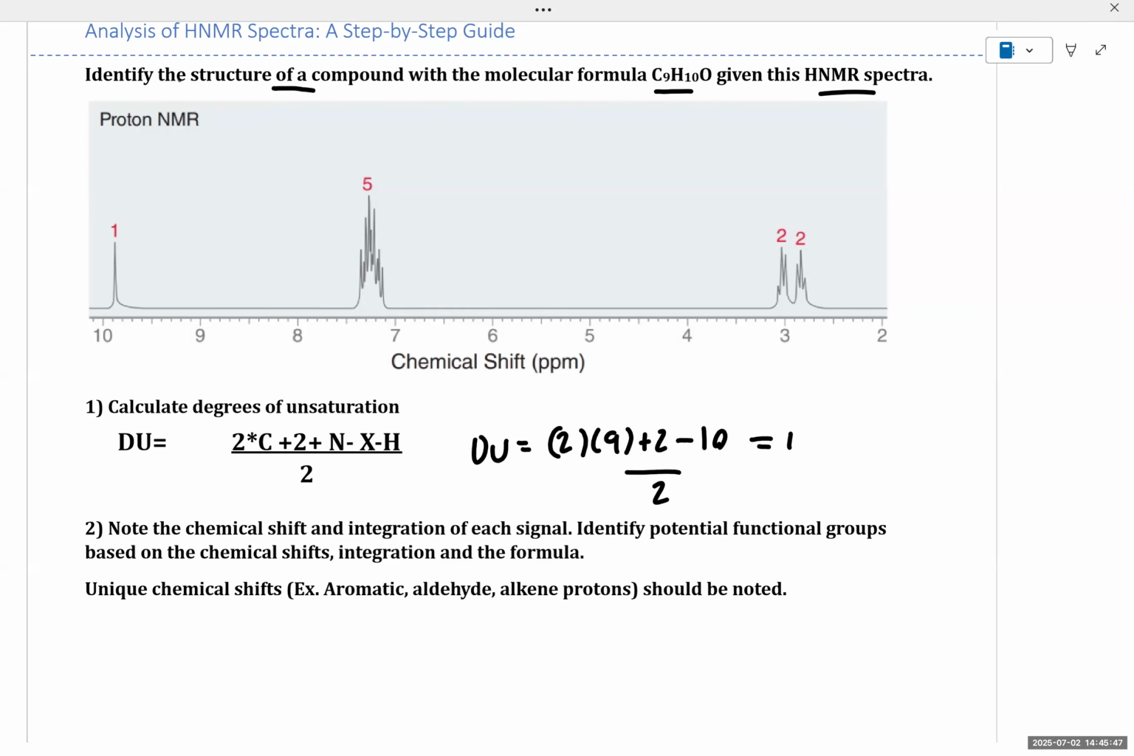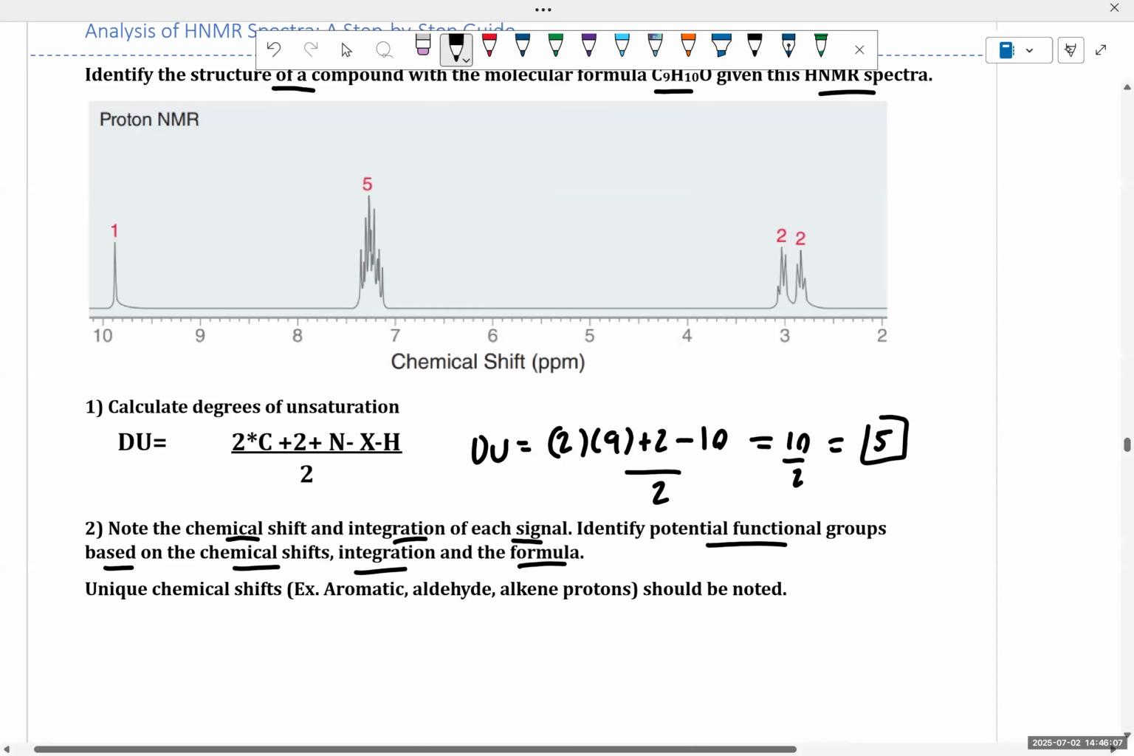So we have a DU value of 10 over 2, which is 5. So that tells us that most likely we're going to have some sort of benzene ring or other aryl system. Next, we're going to note the chemical shift and integration of each signal and identify potential functional groups based on the chemical shift, integration, and formula.